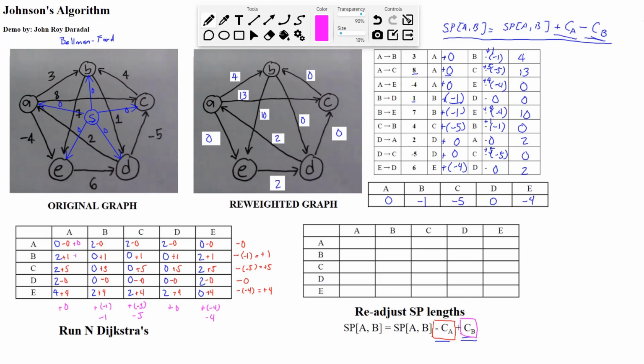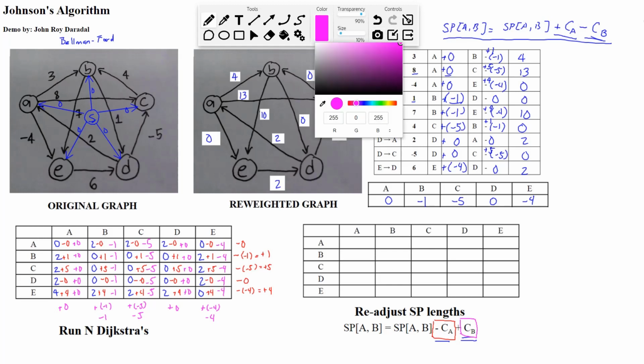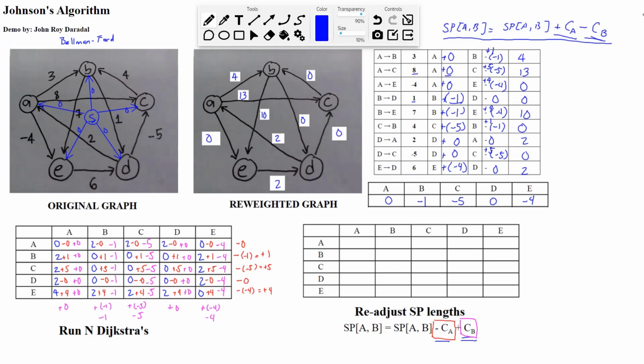So this is all plus 0, this is minus 1, this is minus 5, this is plus 0, and this is minus 4. Okay, so we can now compute everything, the readjusted lengths. So let me bring this back to blue.